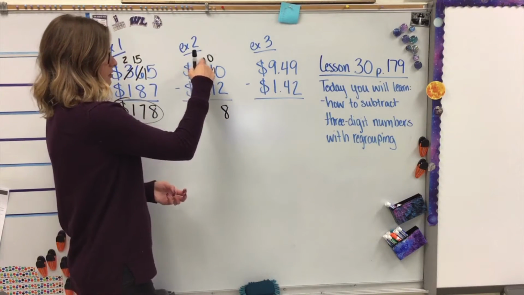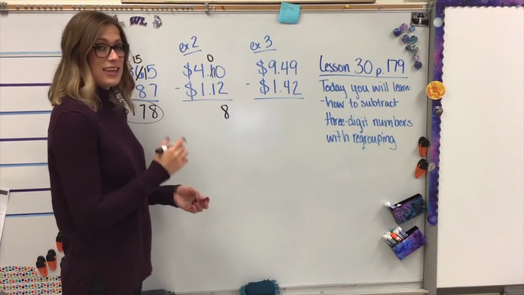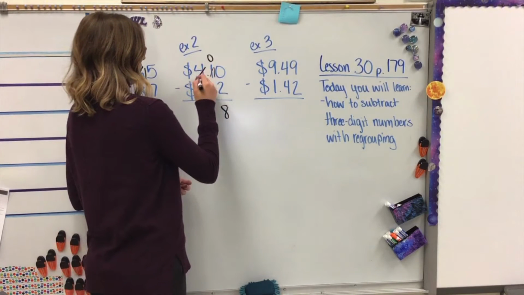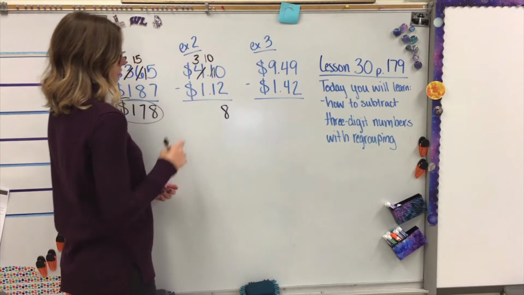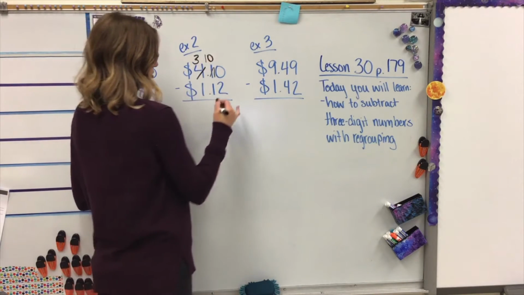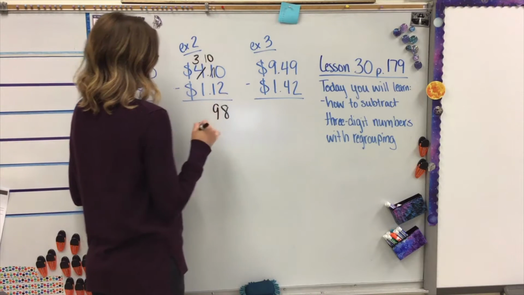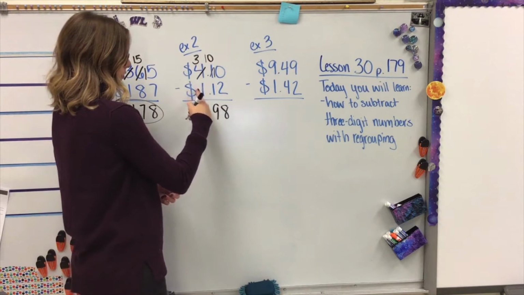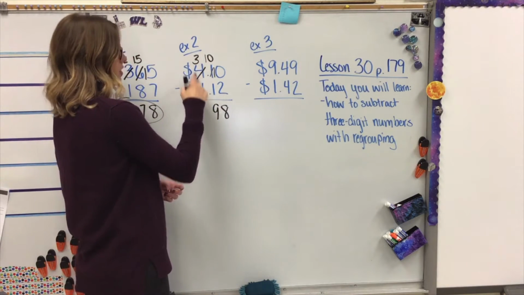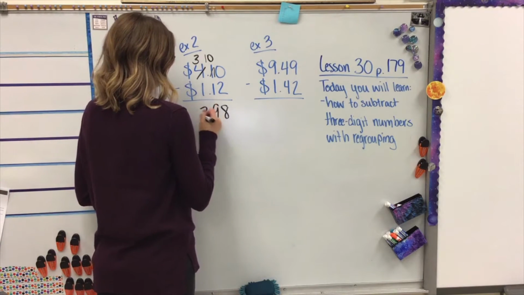Next column, 0 minus 1. Can't do that. Cross out the 4, make it a 3. Change the 0 into 10. 10 minus 1, we can do that. 10 minus 1 is 9. And then 3 minus 1, can we do that? Is 3 bigger than 1? Yep. 3 minus 1 is 2.